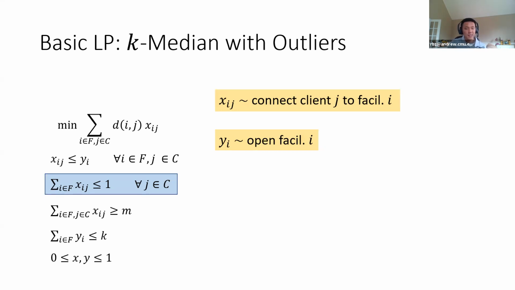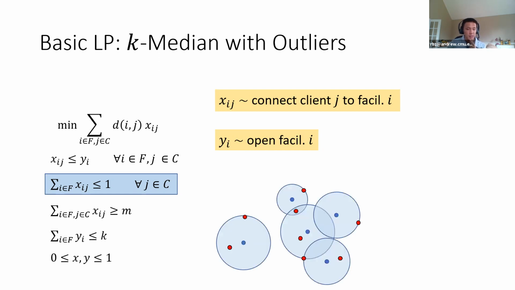So you don't have to remember all these constraints in detail. I just want to draw your attention to the second one, which I've highlighted in blue, which is the constraint that I can serve each client at most once. So let's think about solving this LP. Suppose we solve this LP and we get an optimal fractional solution. What does this blue constraint tell us? Well, it tells us the following.